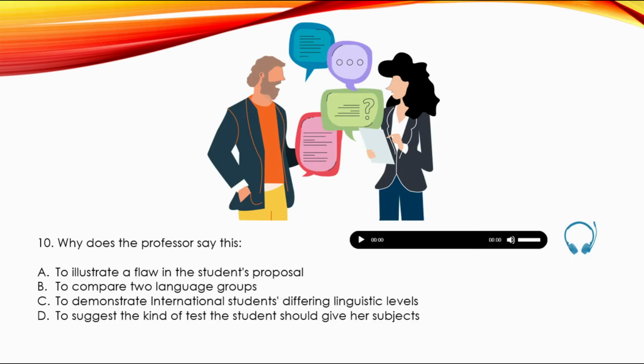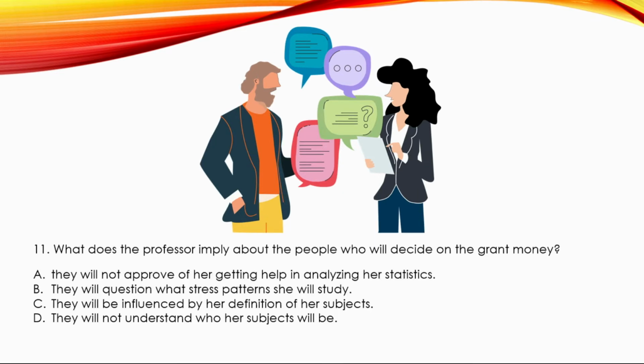10. Why does the professor say this? The proposal as you have it seems, well, somewhat like comparing apples and oranges. 11. What does the professor imply about the people who will decide on the grant money?